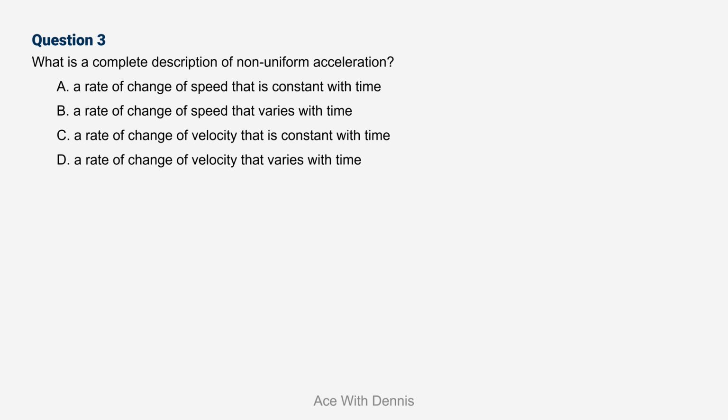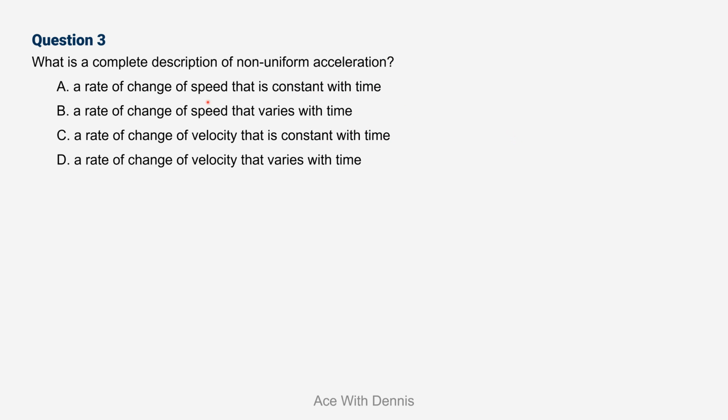Okay, for this question you need to define the meaning of non-uniform acceleration. There are two things that you need to understand. First, the non-uniform acceleration, and second, you need to know what type of quantity acceleration is. Is it a scalar quantity or a vector quantity? Let's talk about the first one first, the non-uniform acceleration. Non-uniform acceleration means it is a rate of change that varies with time. So if it is constant with time, it will be out.